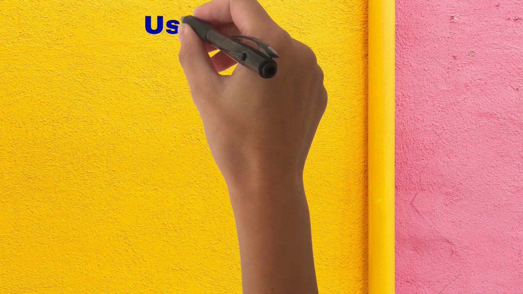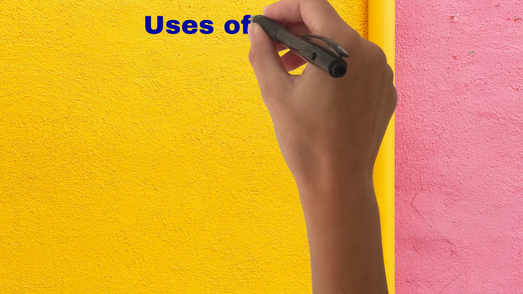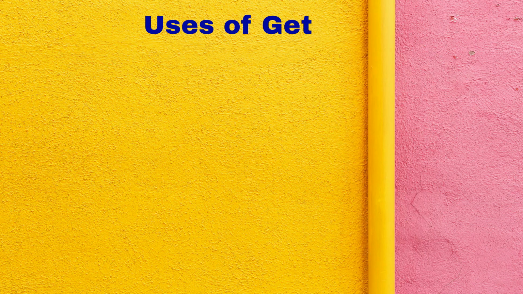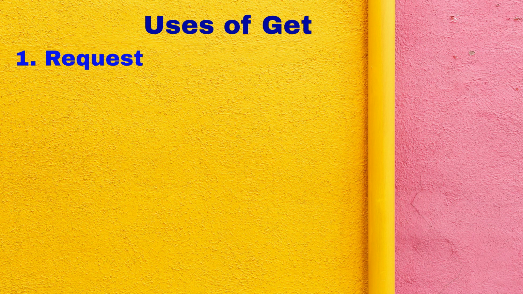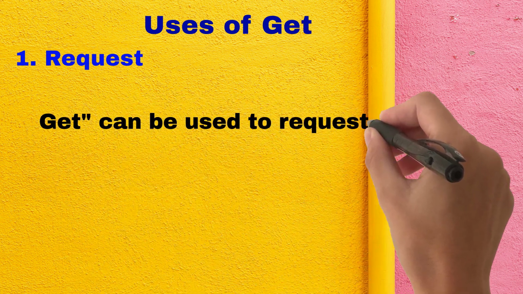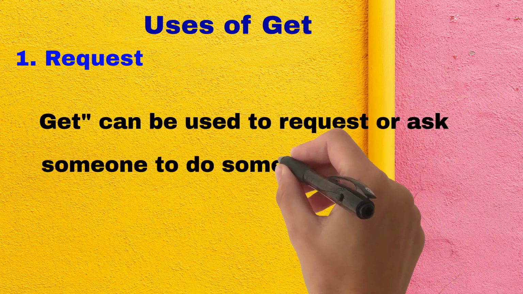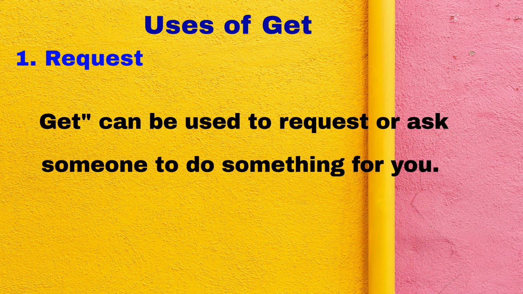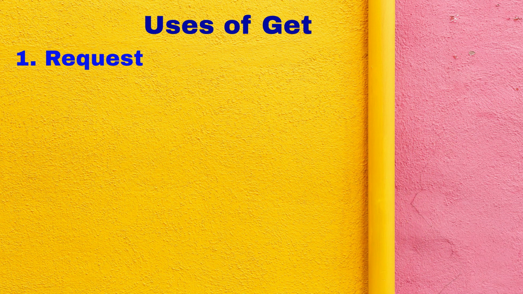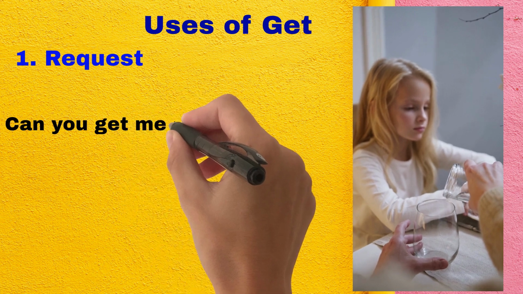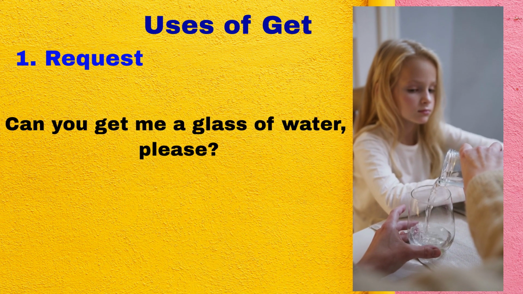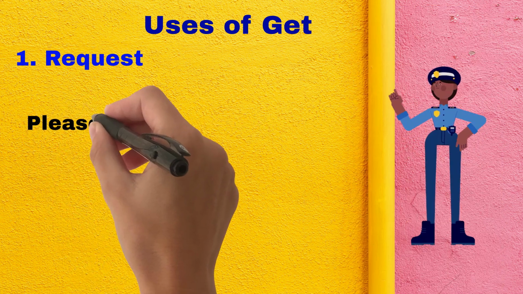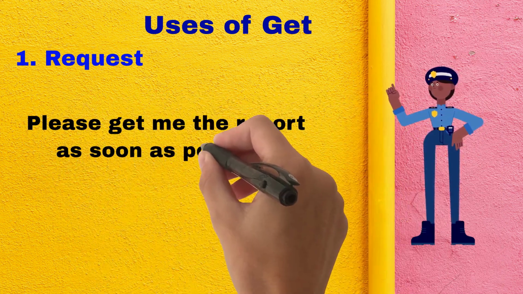Now, coming towards the main topic, let's discuss the causative uses of get. First one is request. Get can be used to request or ask someone to do something for you. For example, can you get me a glass of water, please? Please get me the report as soon as possible.